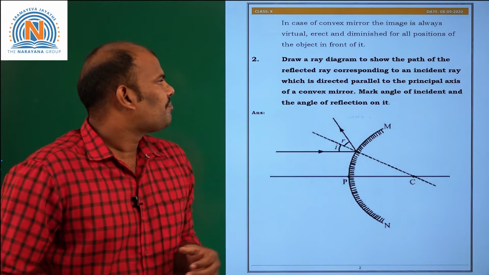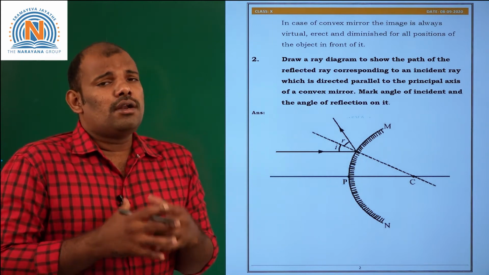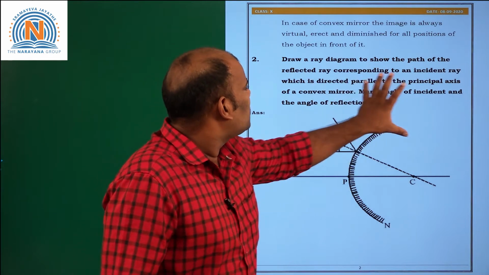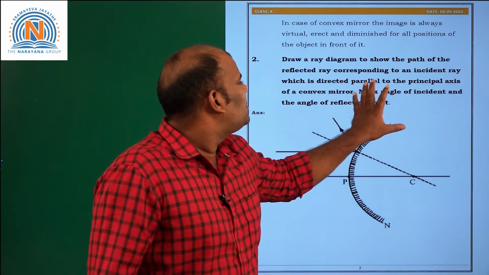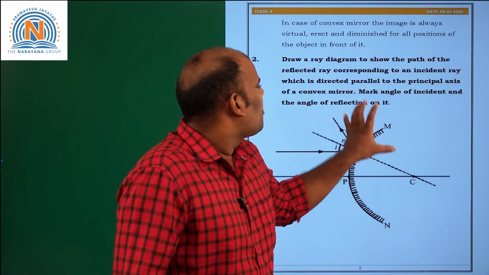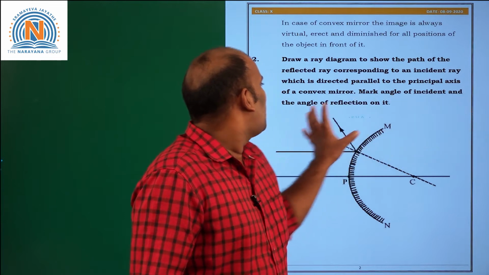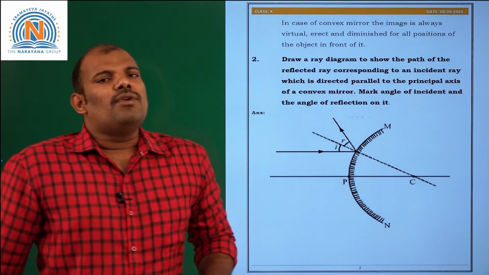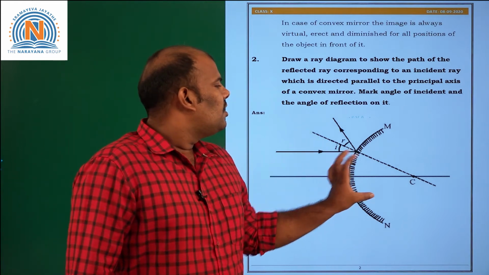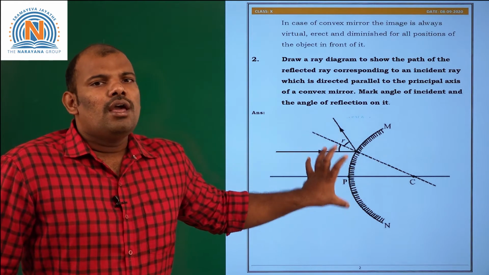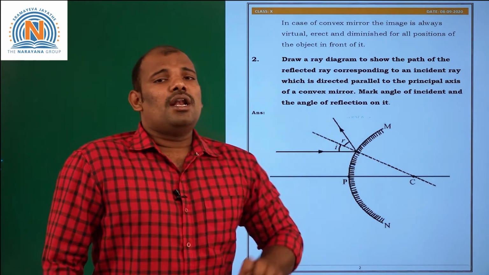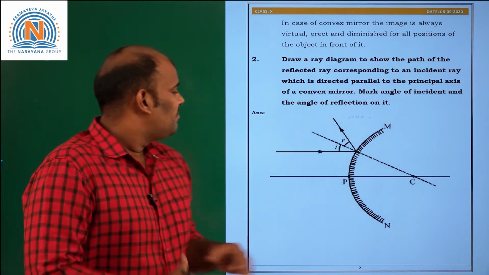Question number 2. Draw a ray diagram to show the path of the reflected ray corresponding to an incident ray which is directed parallel to the principal axis of a convex mirror. Mark angle of incident and the angle of reflection on it. So the question is about how to draw a ray diagram. Here the incident ray is parallel to the principal axis.